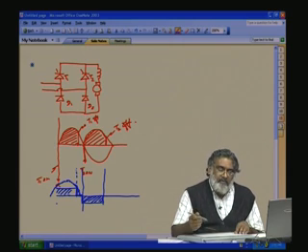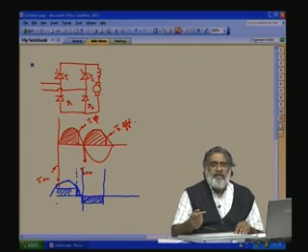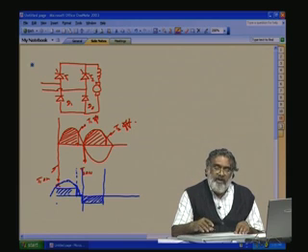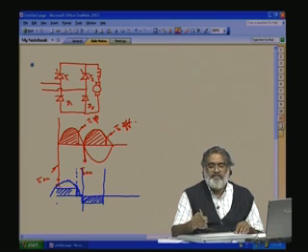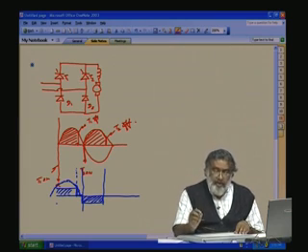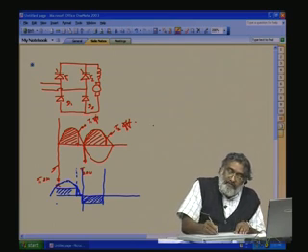So, what did we achieve from here? By doing this, we want unity power factor. The fundamental voltage and the fundamental current should be in phase. The displacement should be 0. So, we are always talking about the fundamental current.